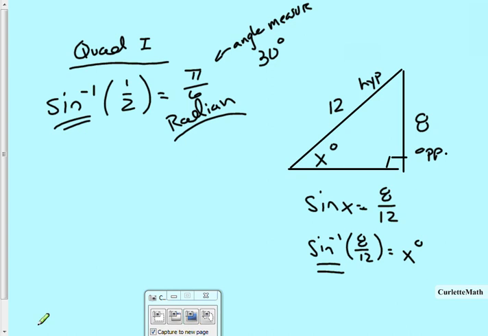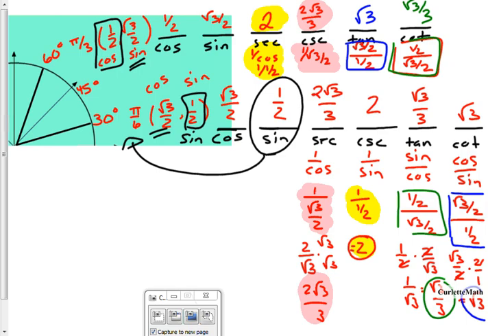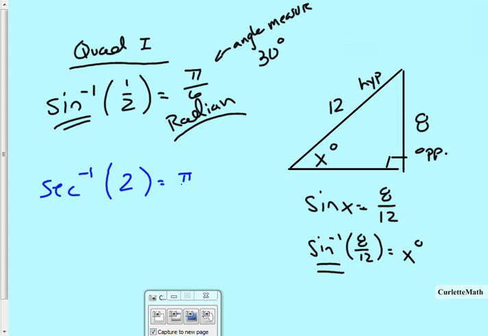Well, let's take another example. What if we want the secant inverse of 2? Well, let's look back. Where is the secant 2? Well, the secant is 2 right here. Well, what does that go with? That goes with 60 degrees and pi over 3. So we would have pi over 3 for our radian, and we would have 60 degrees for our degree. So those are the problems that we want to work out and we want to go through.